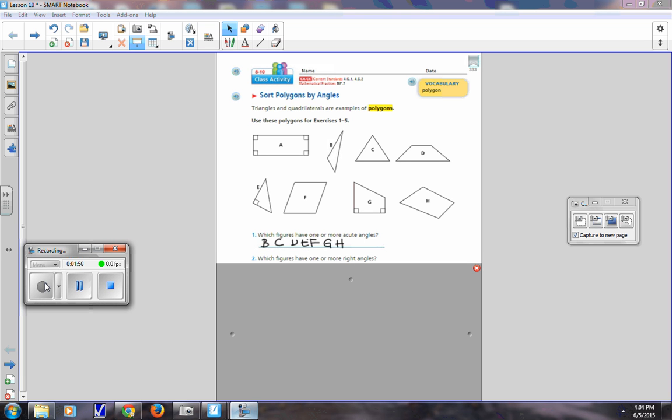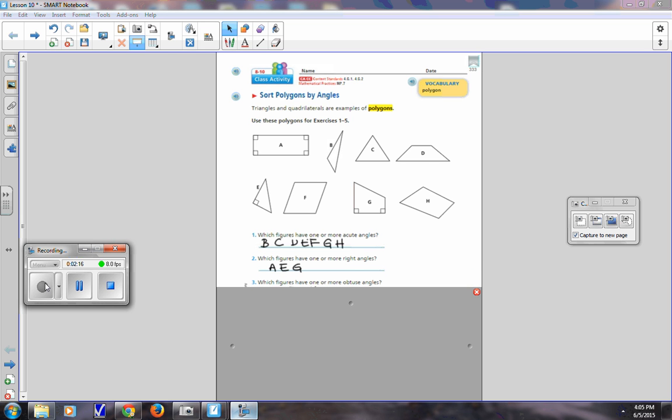Which figures have one or more right angles? This one is a little easier because it has a symbol that screams at you that says, I am a right angle. So there's only three figures here. A, obviously. I hear you saying it. E and G. Nice work.